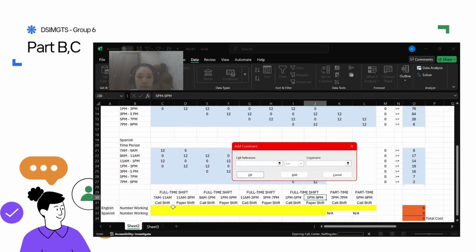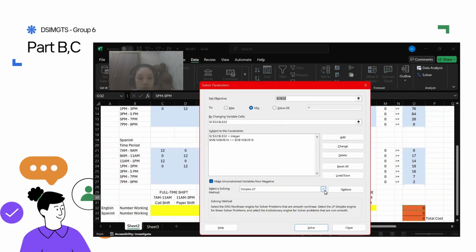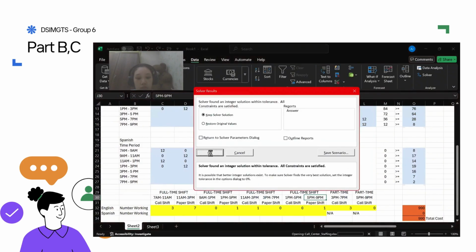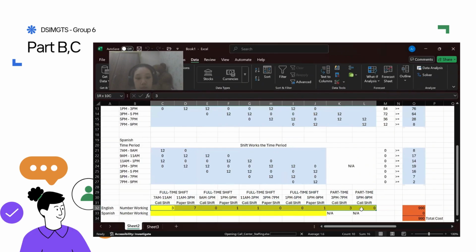And then for the changing variable cells, this will be changed to integer since in the problem there are no half humans. So these need to be integer. Click OK. This would be simple linear programming. Solve. Okay. Click OK. Then we have the number of people working for the shifts.